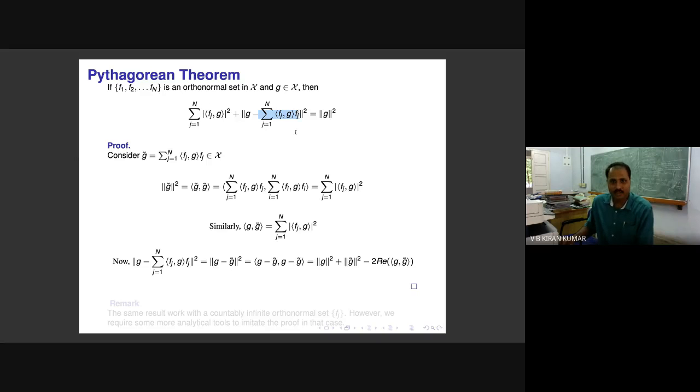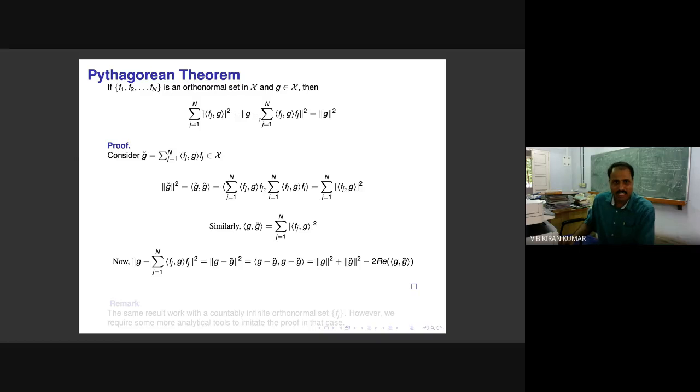So this is the Pythagoras theorem. Let me prove this. This is a very important result. This is something which we will use everywhere in this. So just keep in your mind this identity. And this identity follows from the orthonormality of Fj's. So that's why it's a Pythagorean theorem.